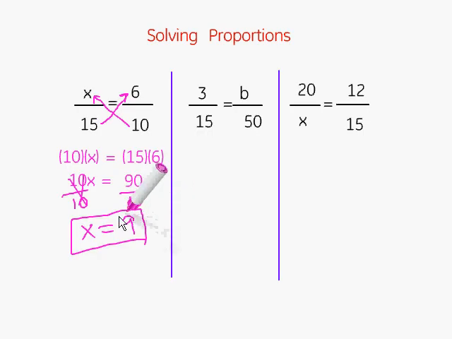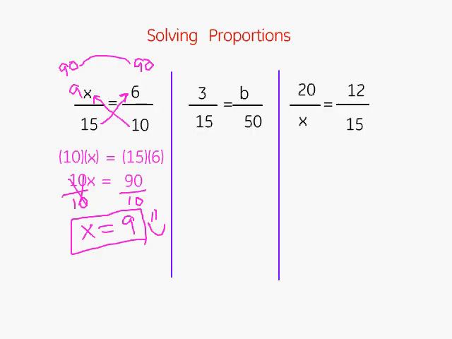Just like before, we can always check to make sure we have the right answer by plugging that 9 back in for x. And then we can check our cross products. 10 times 9 is 90. 15 times 6, we already did that down here and found out that that was 90. Since we get the same answer when we get our cross products, I know that x equals 9 is the correct answer, because that makes this a proportion.